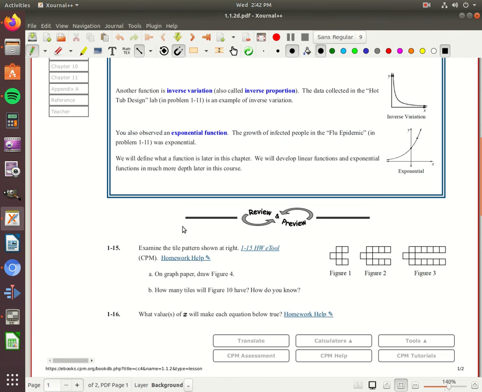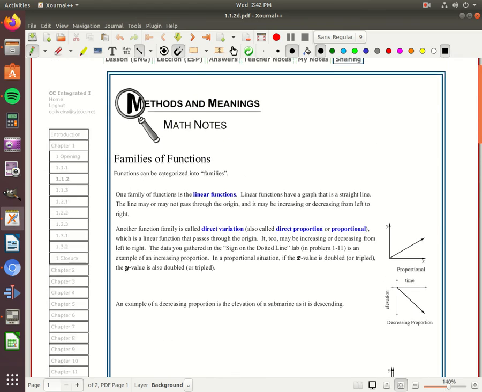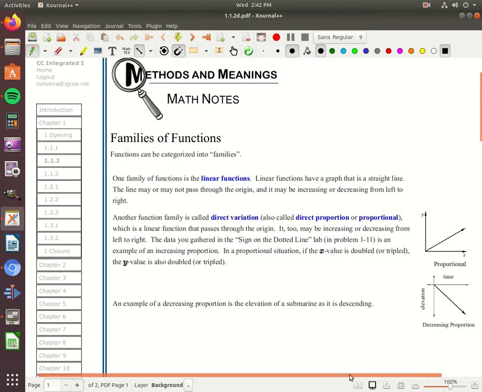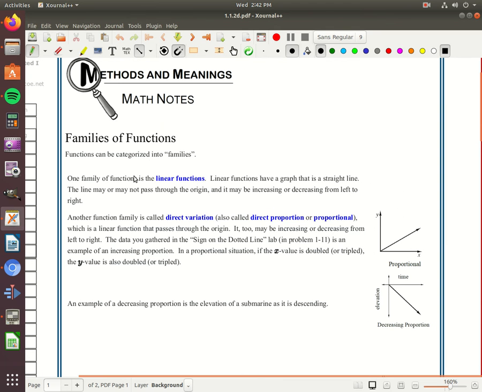So we've kind of discussed all this stuff. We've gone through the problems, and I want us to focus on the math notes because there's some important stuff going on here. So first of all, the handwriting one was a linear function. It was a line, right? They can go up or down. If it's direct variation, it says another function family is called direct variation, also called direct proportion or proportional, which is a linear function that passes through the origin. It too may be increasing or decreasing from left to right.